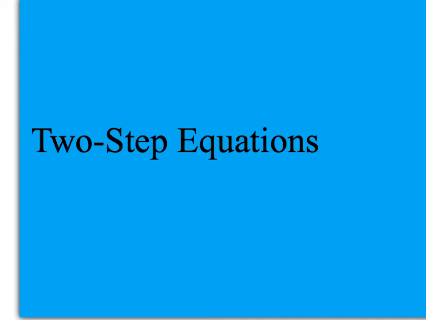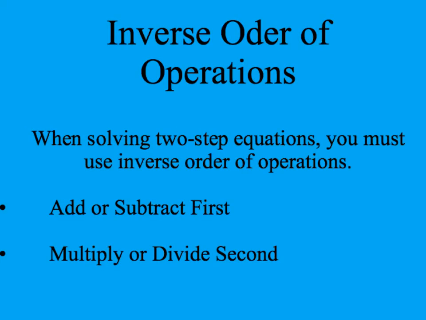We talked about one-step equations yesterday. Today we're talking about two-step equations. When you are solving two-step equations, you have to use inverse order of operations, which means that you will add or subtract first, and then you will multiply or divide second.